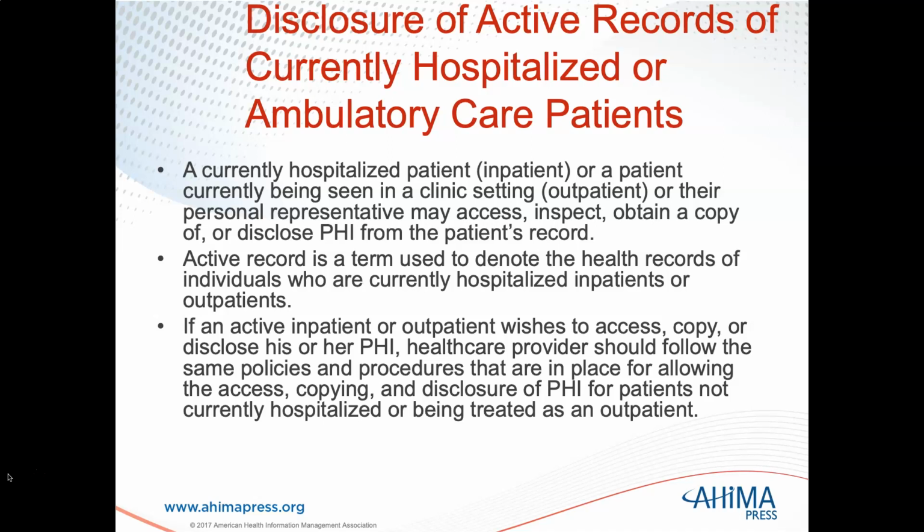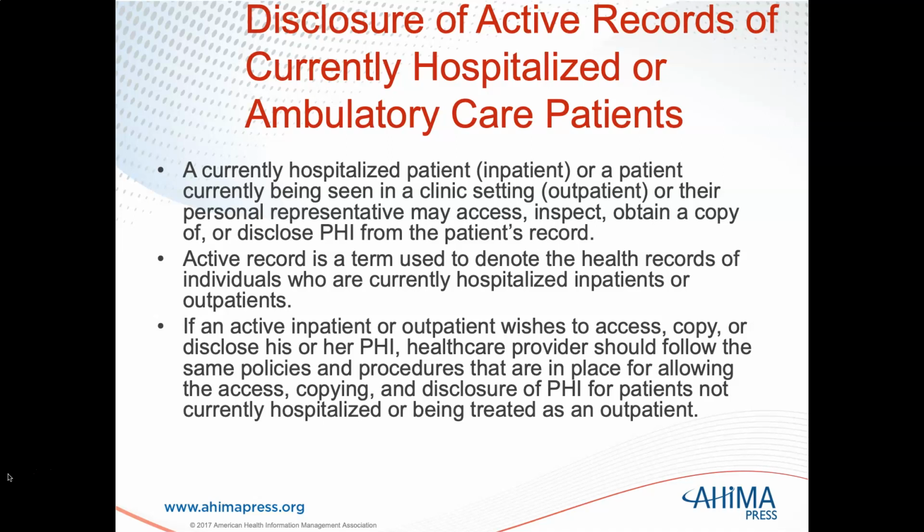So let's talk about active records of currently hospitalized or ambulatory care patients, because this has changed up a bit over the years. A currently hospitalized patient, i.e. an inpatient, or a patient currently being seen in a clinic setting, outpatient, or their personal representative may access, inspect, obtain a copy of, or disclose PHI from the patient's record.